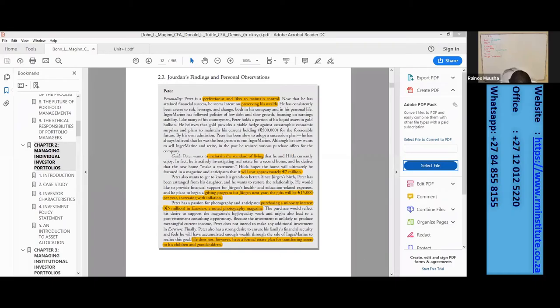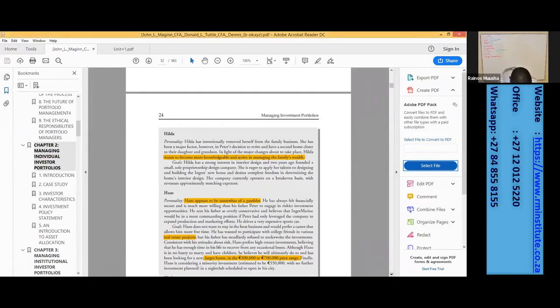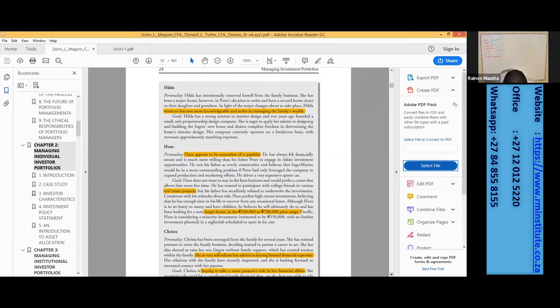Next, we look at Peter's wife, and Peter's wife is Hilda. Can you just quickly read through those two paragraphs describing her personality and her goals as well? Hilda's personality type would be described as an individualist type of investor. The reason why I would describe her as an individualist is that they are willing to gain information from other people.